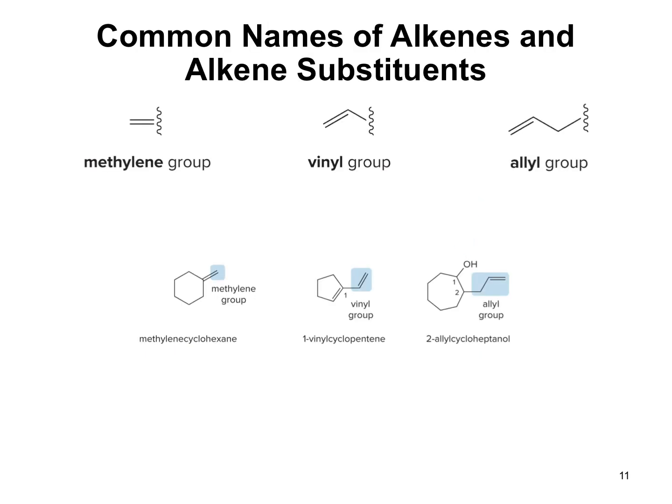One of the common names that we're going to see is sometimes we're going to have a methylene group, and so that's just a group that looks like this. A vinyl group is one where there is a double bond separated by the single bond wherever your chain is. And then you can have an allyl group, which is shown like this.